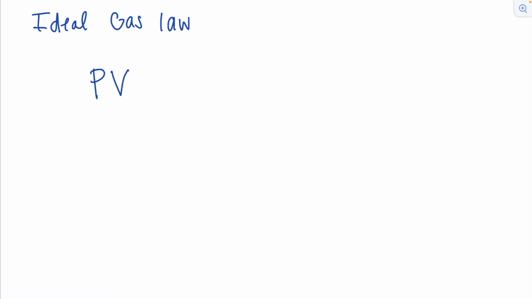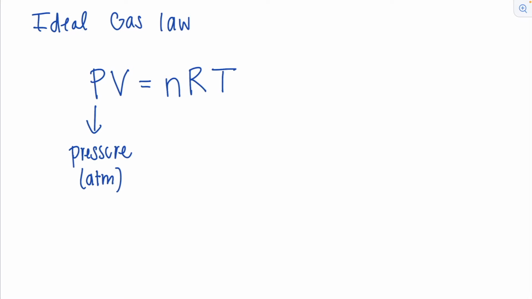Pressure times volume equals moles of gas times our gas constant times temperature. Let's take a second now to define our variables. P is pressure, and this will be in ATM. V is volume. This will be in liters. N is moles. It's in moles. So this is the amount of gas.